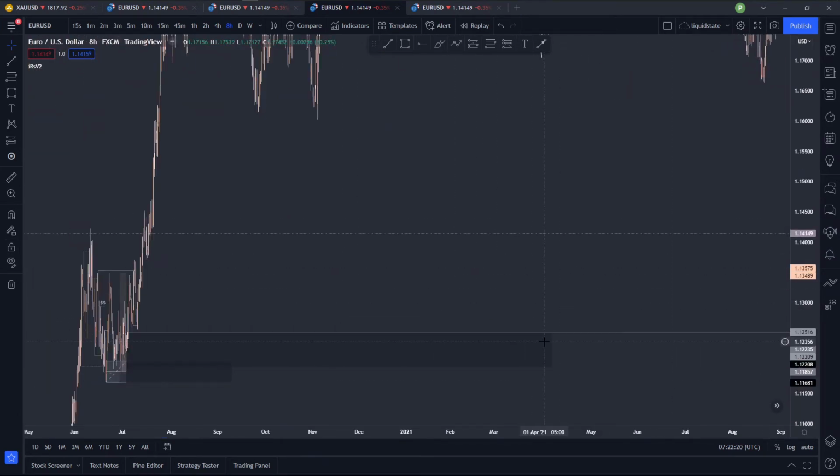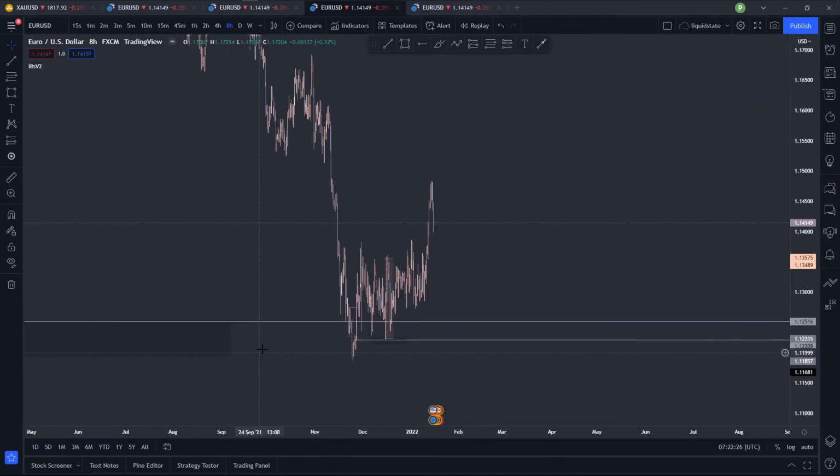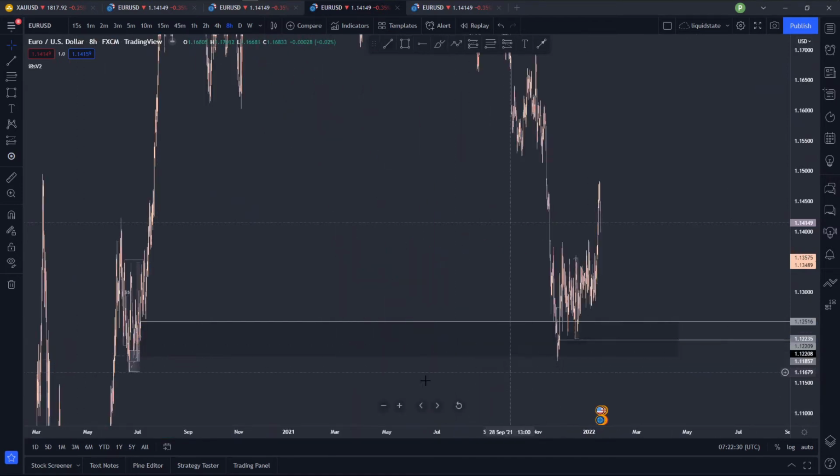IPA emanating from our demand zone. Sorry, let me clean this up. Okay. Could have it all the way down to this point. Let me show you how the 50% works again.